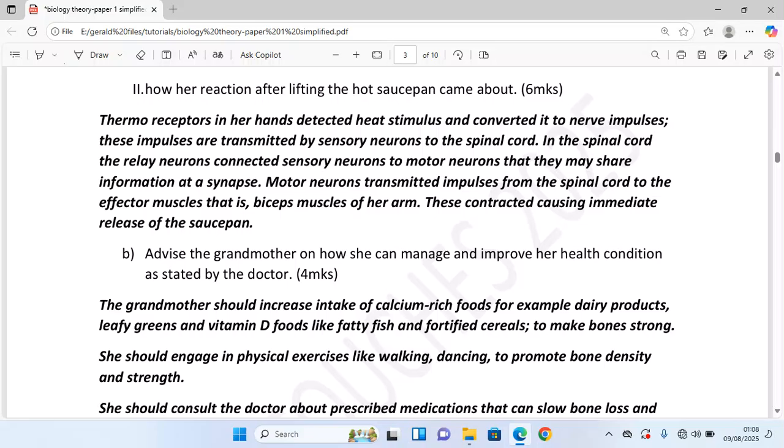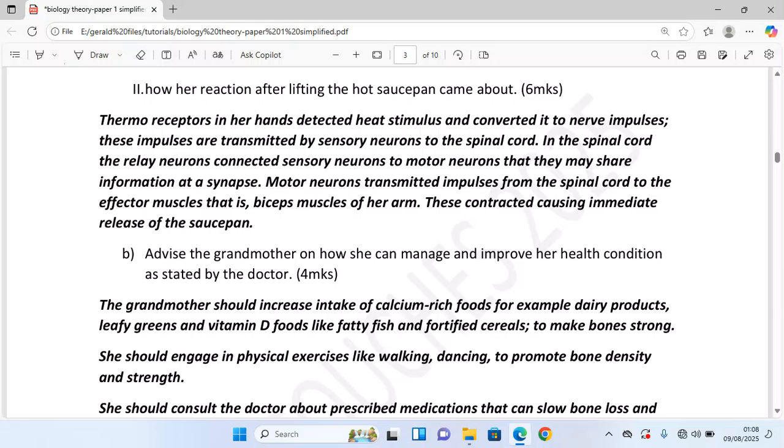Simple as that. You need to talk about that path from a stimulus, receptor, then sensory neurons, taking the information to the spinal cord where the relay neurons connect the sensory neurons and motor neurons, so that the information flows back from the spinal cord now to the motor effector muscles which respond to that signal by contracting and release the arm.